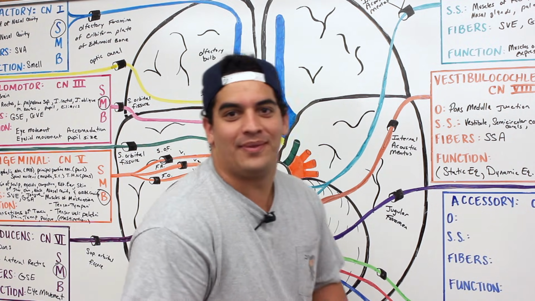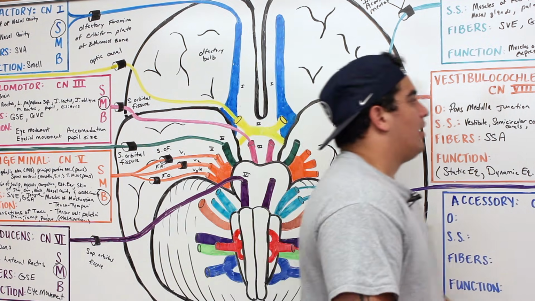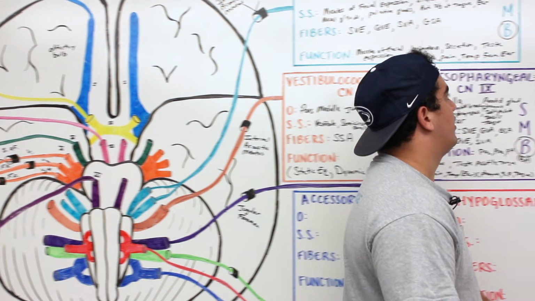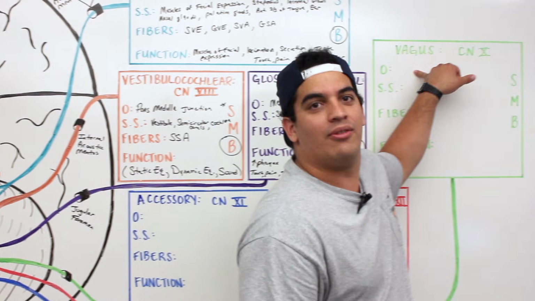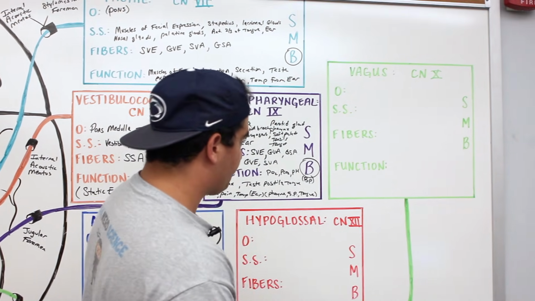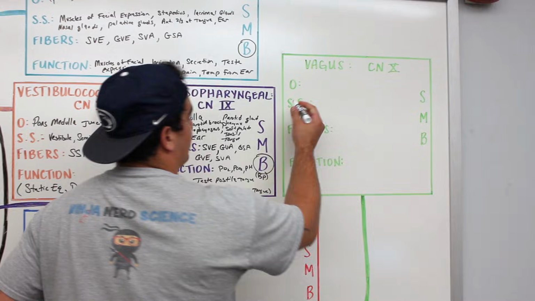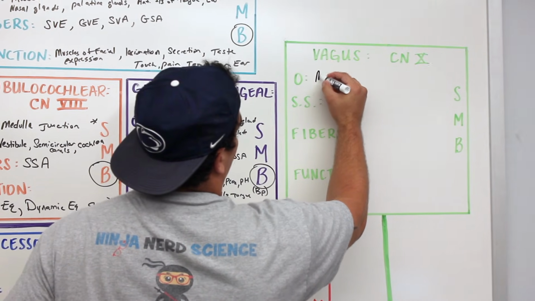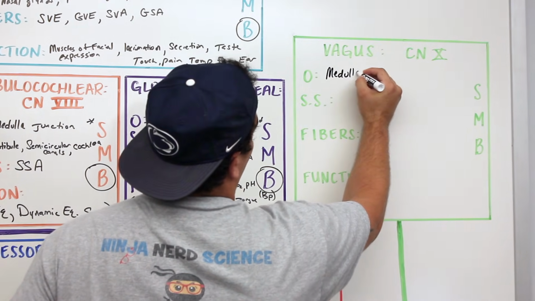Okay, we did that one. Let's do the vagus now. Okay, holy frick knuckles, there's a lot of these, right? So vagus is very, very interesting. He's probably going to be one of the more intense ones. So the origin of the vagus nerve is also within the medulla. Okay, so this is also going to be found within the medulla oblongata.